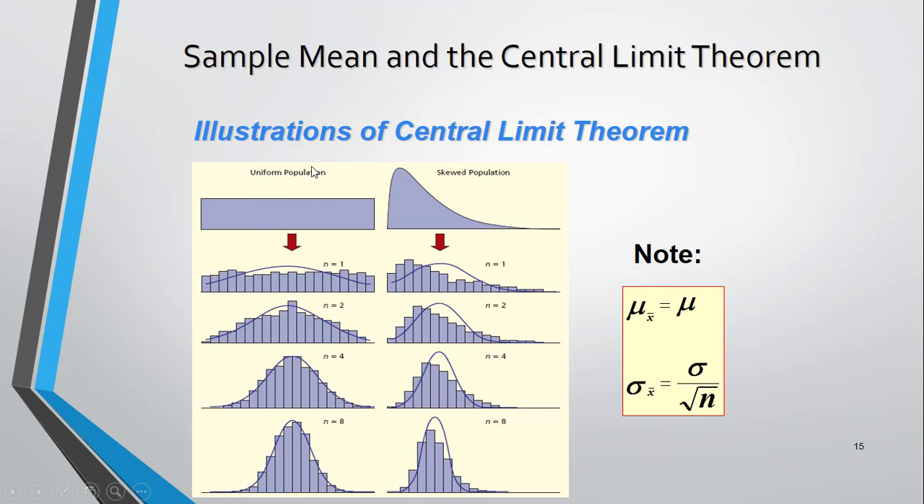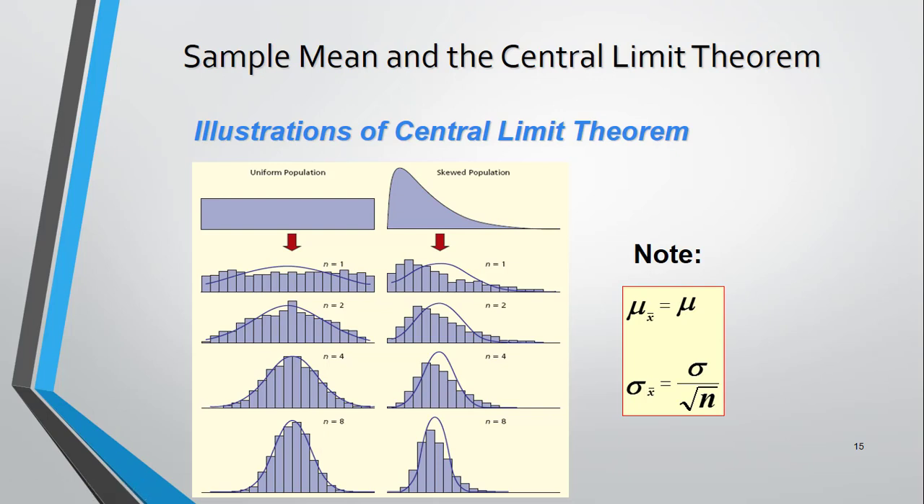And here is an illustration of the central limit theorem. Let's say you have a uniform population, and you take a sample from that. When your sample size is 1, that's what you get. If you take a sample size of 2, you can see it's more and more like a normal distribution, a bell curve. With a sample size of 4, that's what you get. With 8, you get something really like a normal distribution.